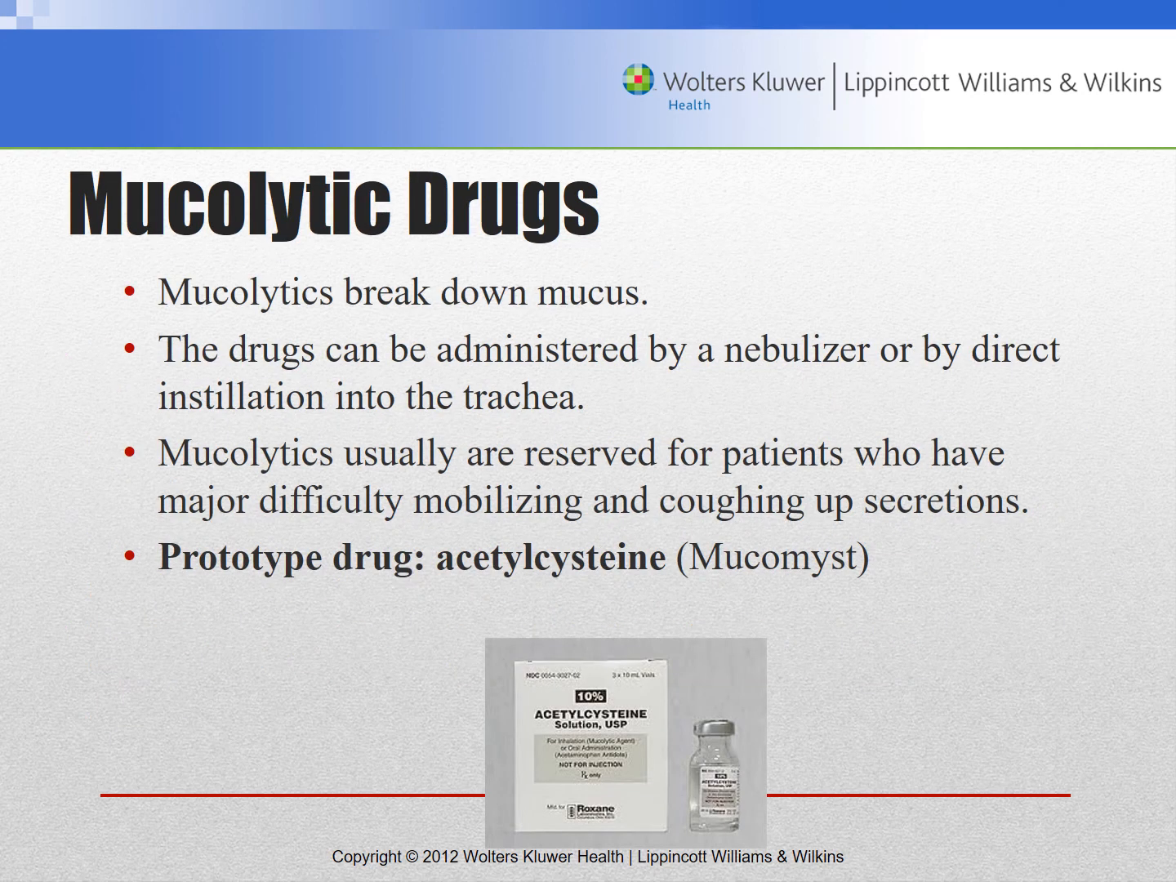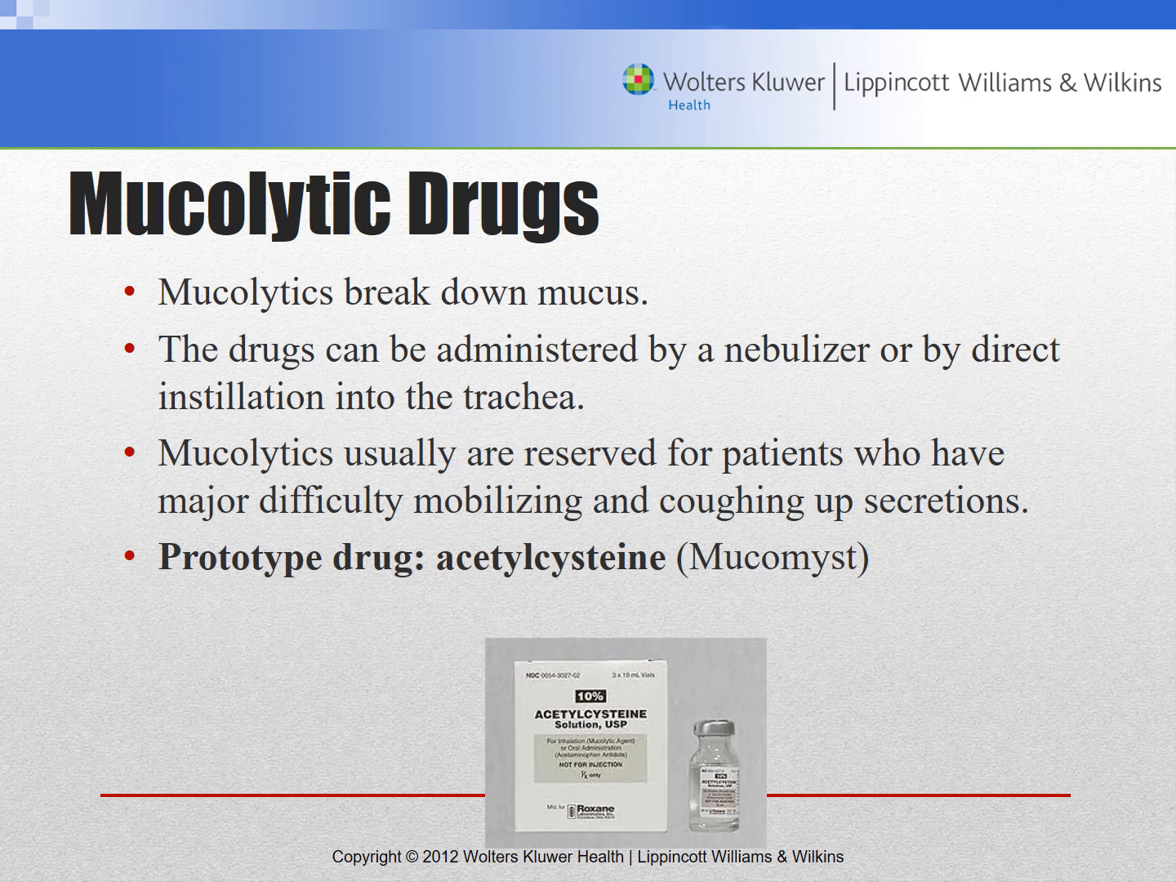All right, moving into the different drugs, we've got our mucolytic drugs. Those drugs break down mucus. They can be administered by nebulizer or by direct instillation into the trachea. Now, obviously, we are not going to be the ones to directly instill it into the trachea. That's going to fall into other more capable and trained hands than us, but we could potentially administer it by nebulizer, but a lot of times that's going to be the respiratory therapist that's going to do that as well.